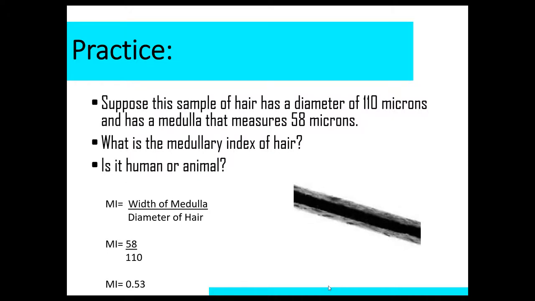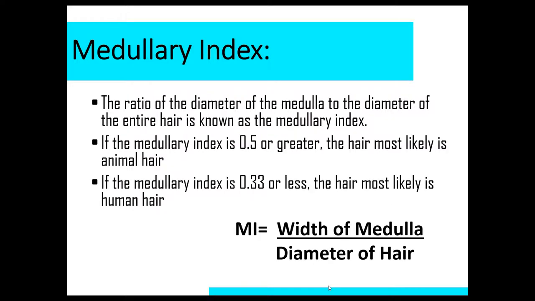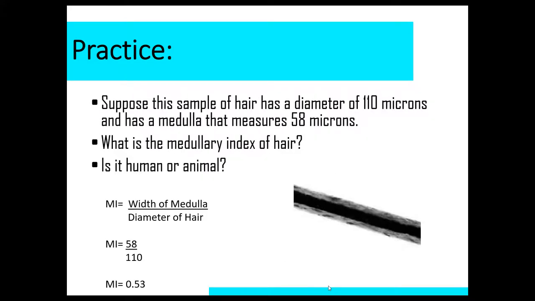It certainly wouldn't hurt to have that information. If I was trying to distinguish between a human hair and an animal hair, I can use the information that I had on a couple screens back. Okay, here it is. So if the medullary index is greater than 0.5, then we have animal hair. So I'm going to go back. We have a medullary index greater than 0.5, so more than likely this specific hair is from an animal.